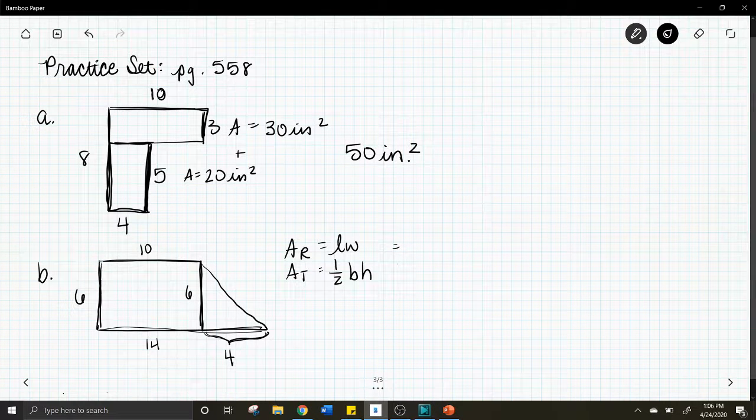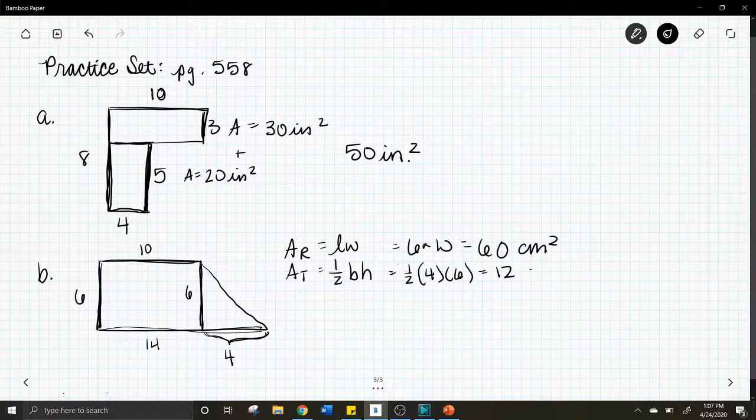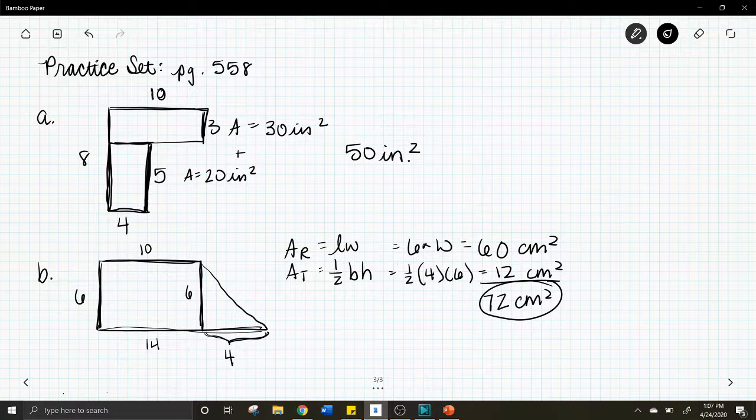So let's look at our rectangle. We've got 6 by 10. So it's going to be 60 square centimeters. Then for our triangle, the base is 4, the height is 6. So 1/2 times 4 times 6 is going to be 12 square centimeters. So add those two up, and together we have 72 square centimeters. So that's the area of that trapezoid, which, hey, you probably thought you didn't know how to find the area of a trapezoid, but now you do.